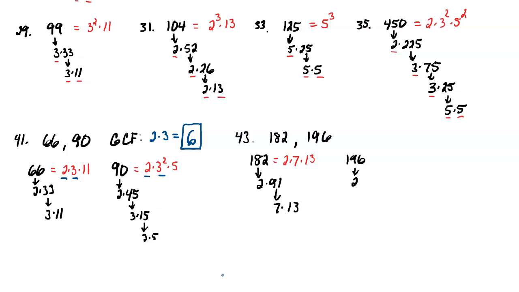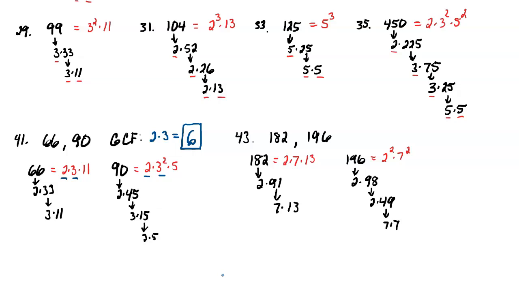It's an even number, so for sure divides by 2. On a calculator, 196 divided by 2 makes 98. Well, that's an even number. It's going to divide by 2. 2 times 49 is 98. Now here, if you know your times tables, then you'll know that 7 times 7 is 49. So 196 is 2 to the second power times 7 to the second power.